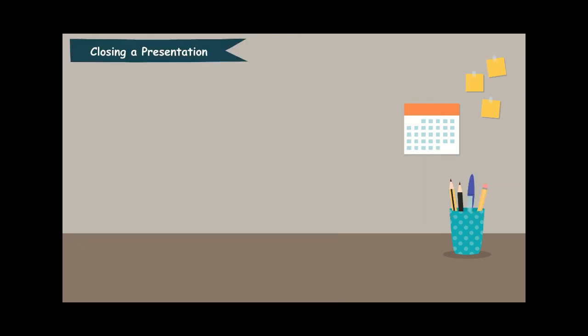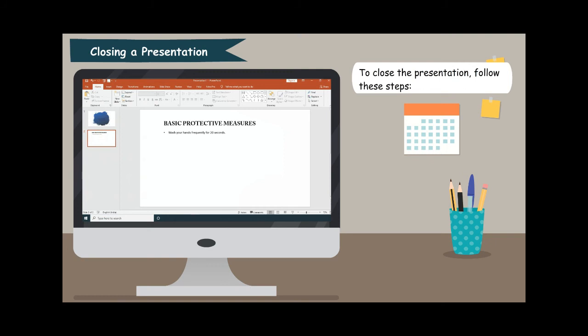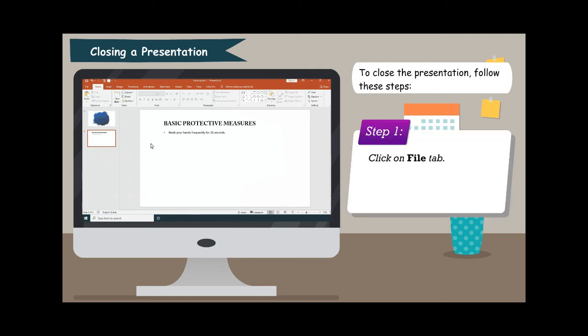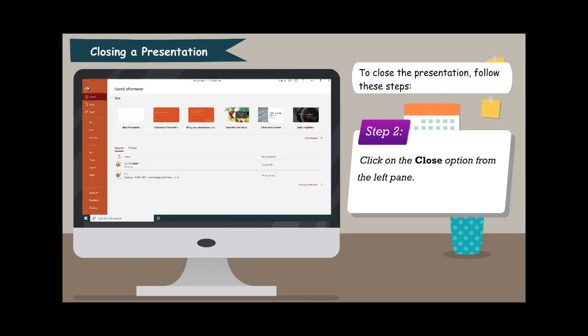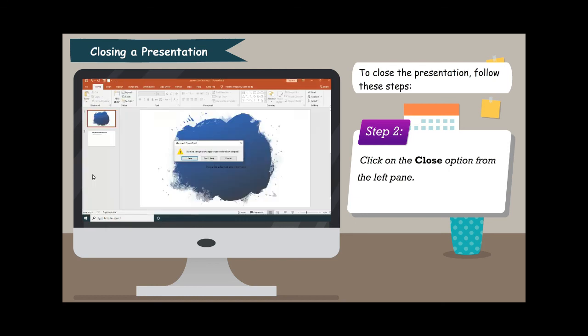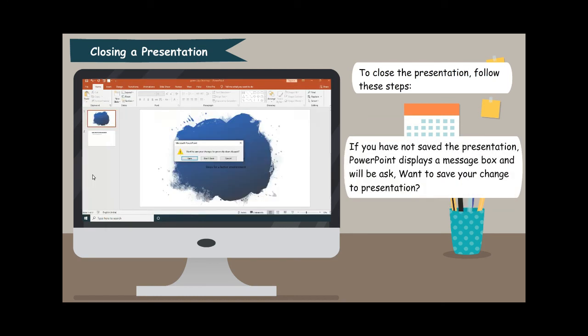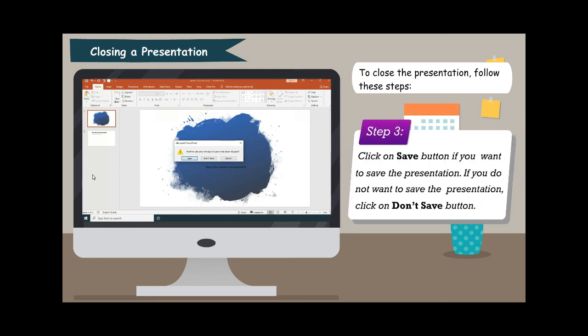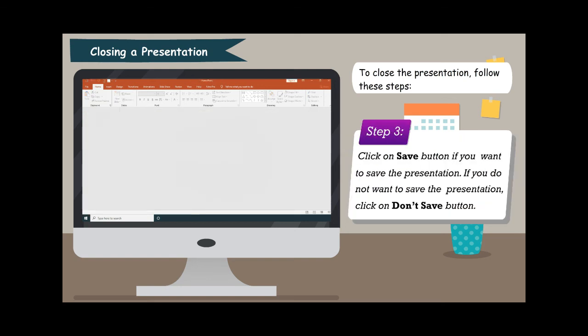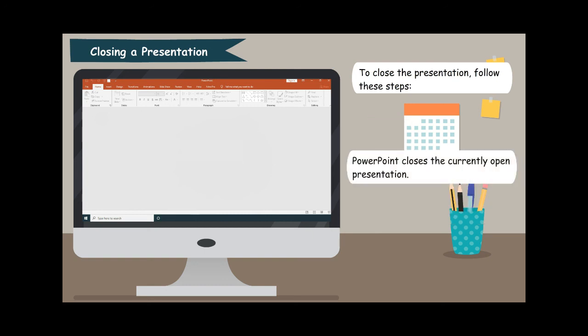Closing a presentation. To close the presentation, follow these steps. Step 1. Click on File tab. Step 2. Click on the Close option from the left pane. If you have not saved the presentation, PowerPoint displays a message box and will ask, "Want to save your changes to presentation?" Step 3. Click on Save button if you want to save the presentation. If you don't want to save the presentation, click on Don't Save button. PowerPoint closes the currently open presentation.